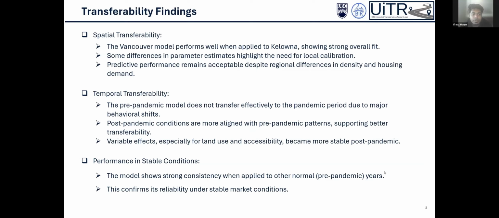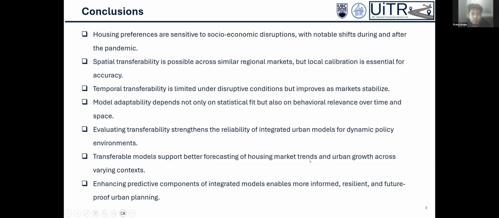And the last comparison, which is performance in stable conditions: when we applied the base model to earlier normal years, the model shows strong consistency when applied to other contexts. So this confirms that the model is reliable under stable market conditions. So these are the overall conclusions.